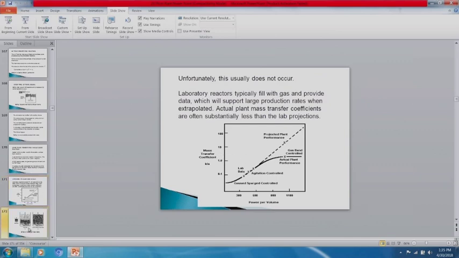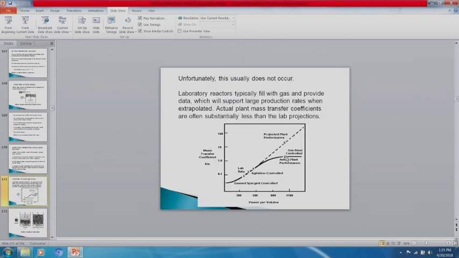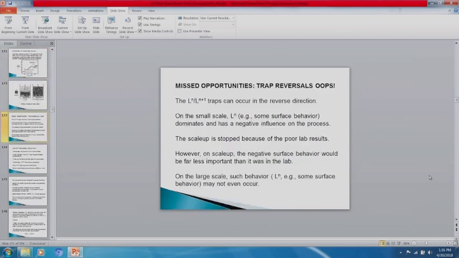And what has happened is you have a flow regime change. What occurred small scale here did not occur large scale. You have a flow regime change where you have a gas band around the impeller and a bubble column of the rest of the tank. As a result, you had a substantial reduction in performance. And in this case, you were expecting 12 and you got 2. 16% of what you thought you were going to get. Upper management definitely did not like that situation. Missed opportunities, trap reversals, okay?